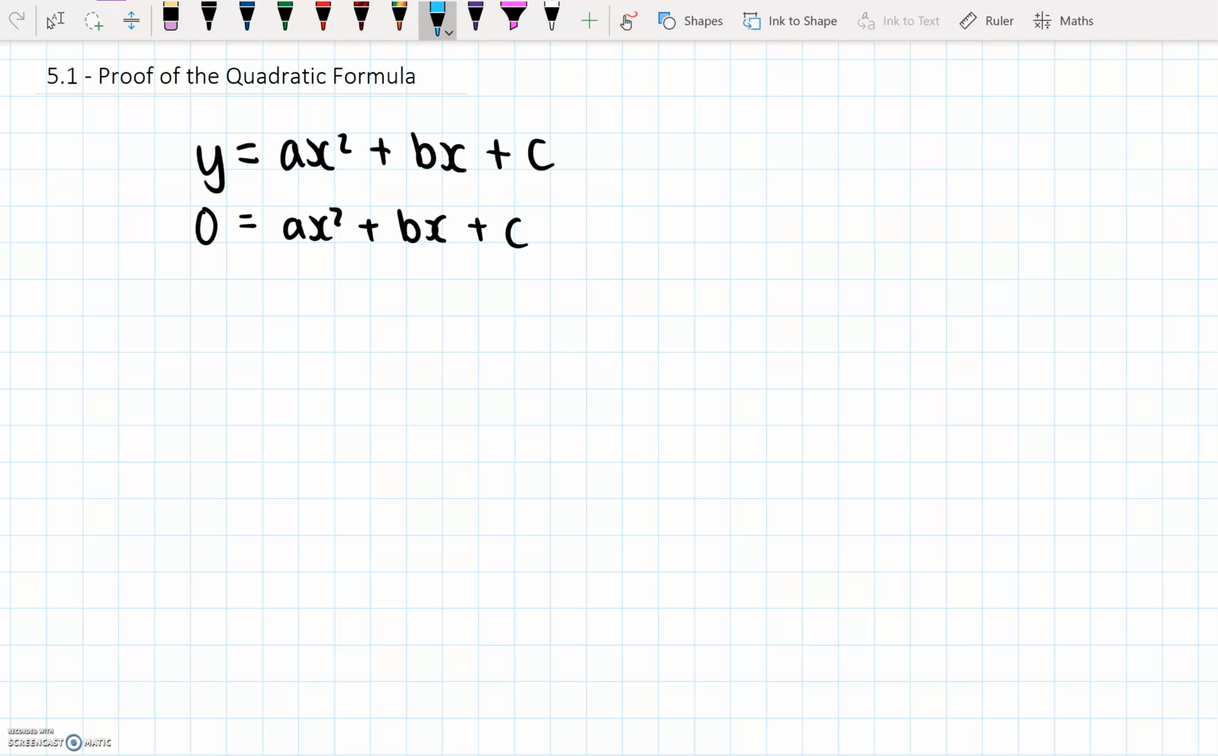Well, we firstly divide everything by a. Now, in this case, we're going to actually divide each term by a here, just like so, because we're actually going to use this as part of our proof. All right, so once we've done that, we now have 0 equals x squared plus b over a x plus c over a. All right, so this is our quadratic formula at the moment.